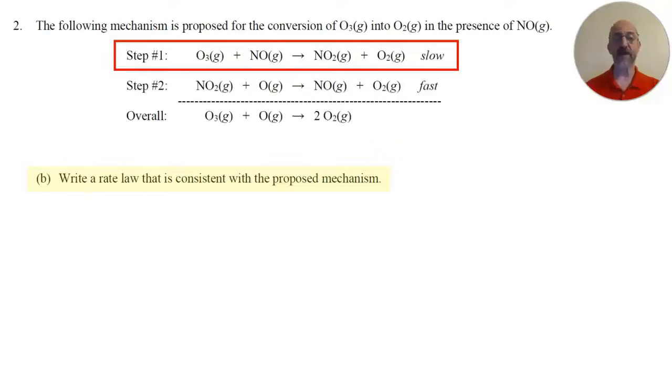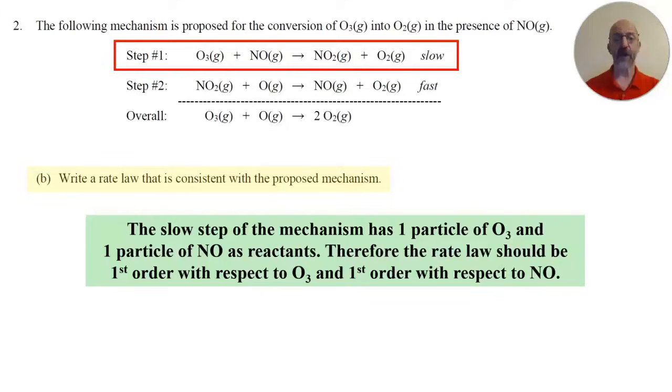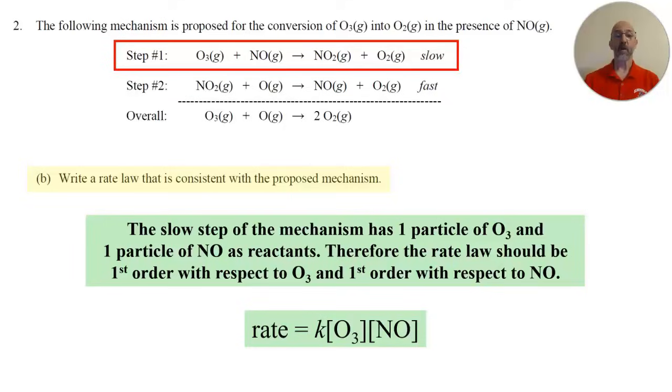So again, I'm going to focus on the molecularity, which is I see 1 molecule of O3 and I see 1 molecule of NO. So the slow step of the mechanism has 1 particle of O3 and 1 particle of NO as reactants. So therefore, the rate law should be first order with respect to O3 and first order with respect to NO. So this is the rate law. Rate equals the rate constant k times the concentration of O3 times the concentration of NO. All right, well, those are the answers to question 2.